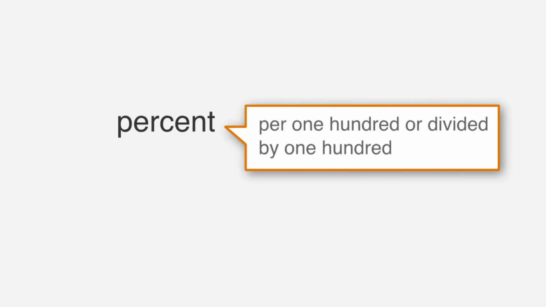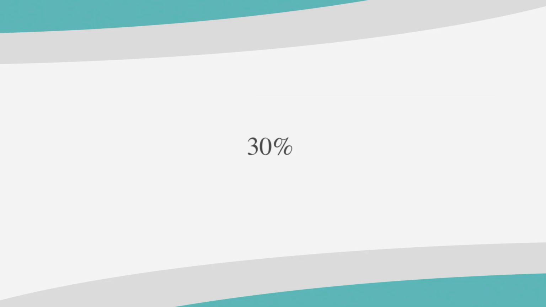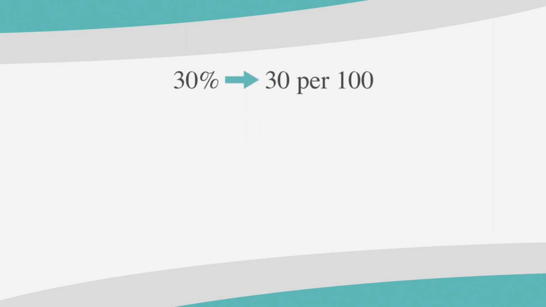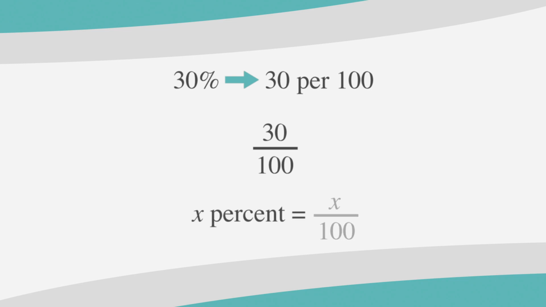Let's go through a quick review of percents. Percent means per 100, or divided by 100. When we run into a phrase like 30%, we know that there are 30 for each 100. Percentages are also expressed as fractions. So 30% would be shown as 30 over 100. X percent would be X over 100.